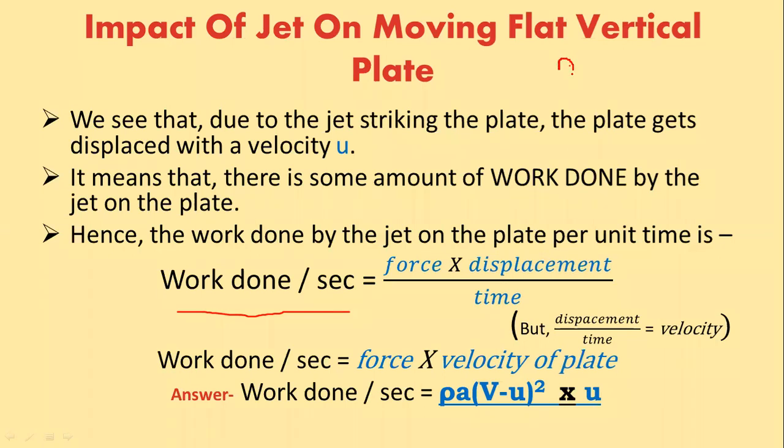Efficiency, which is denoted by eta, is nothing but the ratio of output upon input. So for a given input, how much output we are going to obtain is nothing but the efficiency.